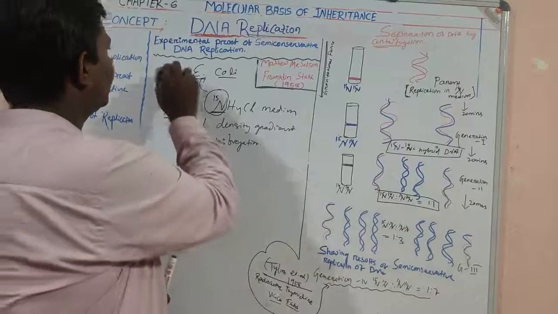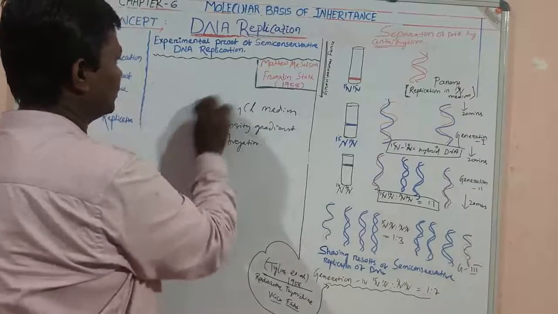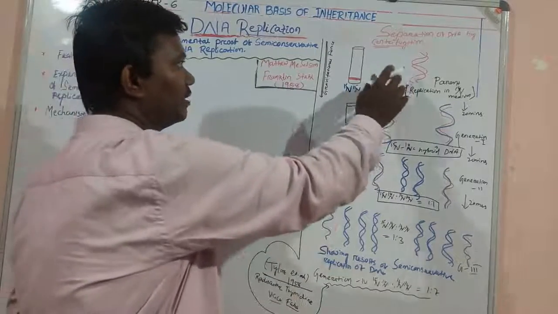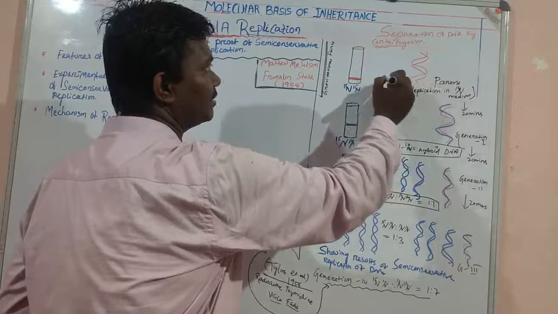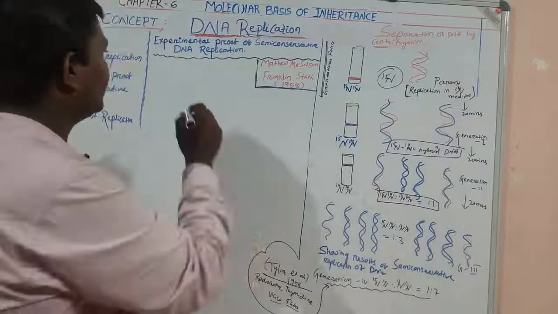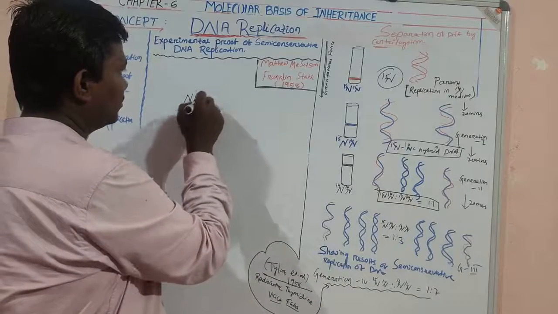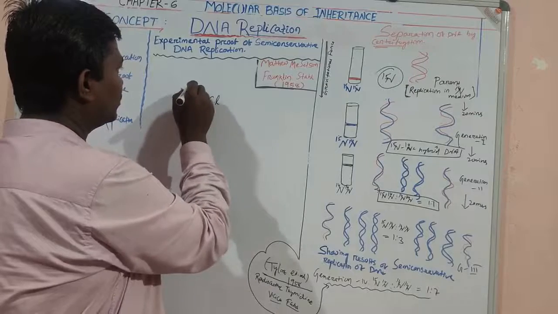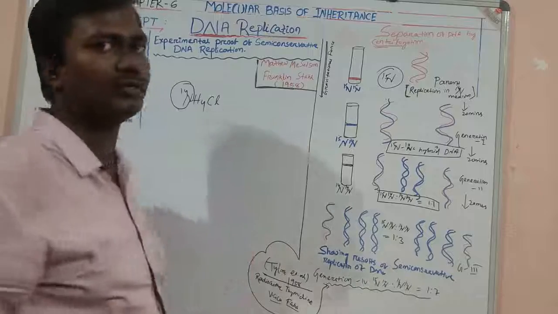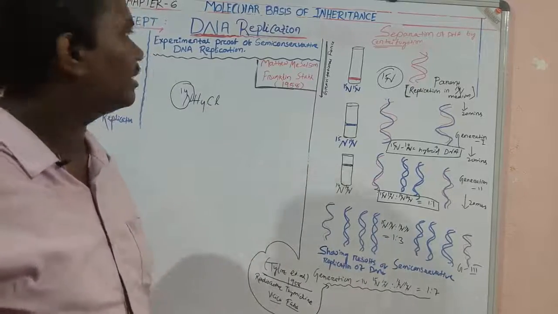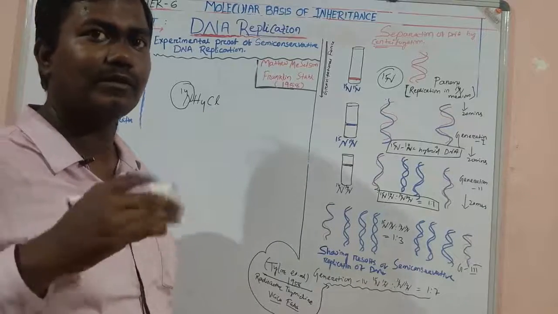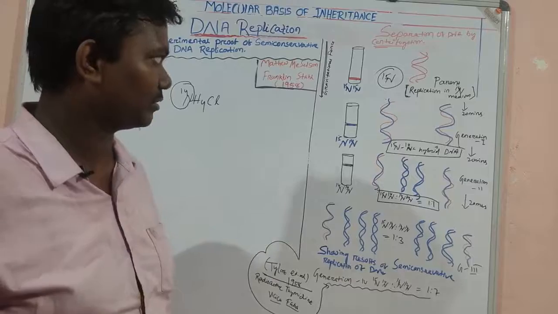After this, they transferred the N15 Escherichia coli to a medium having ammonium chloride with normal nitrogen, that is N14. Okay, Escherichia coli takes only 20 minutes for cell division or for reproduction.